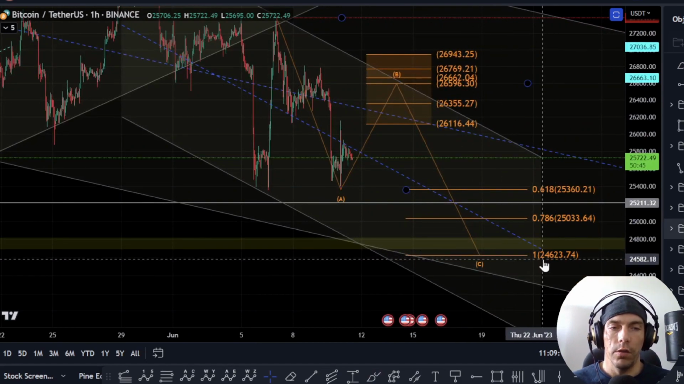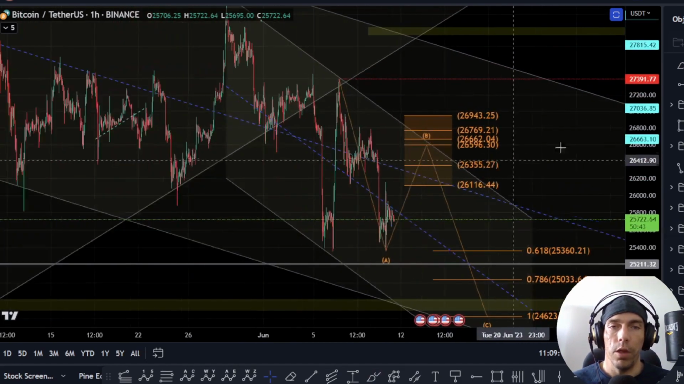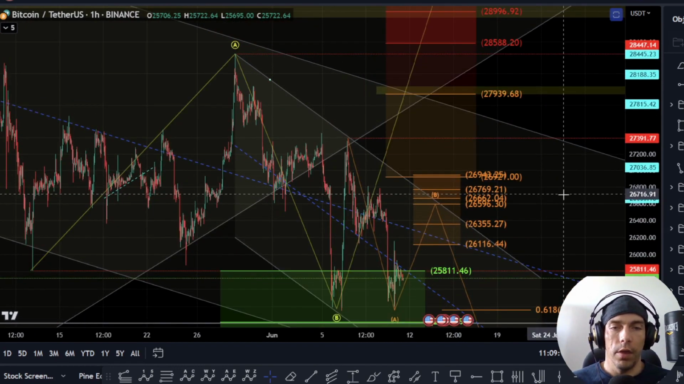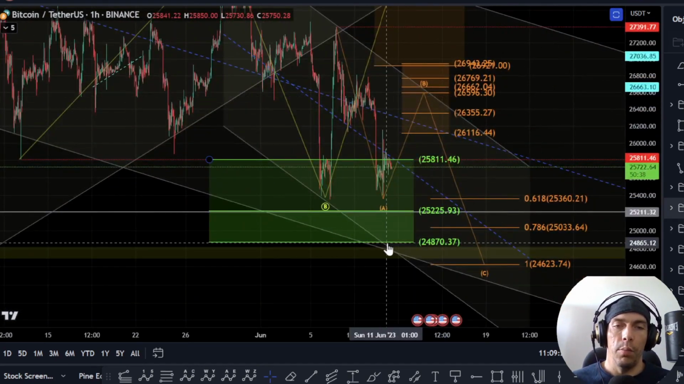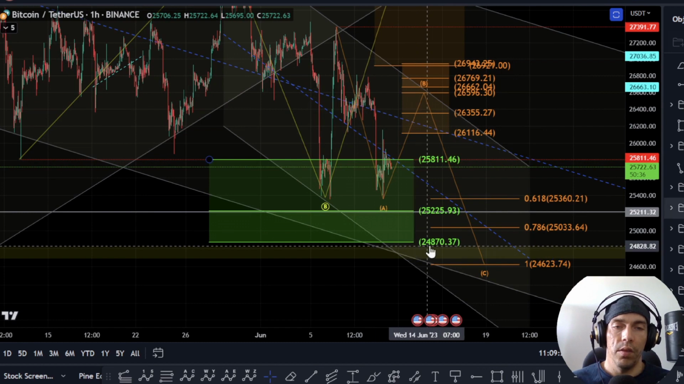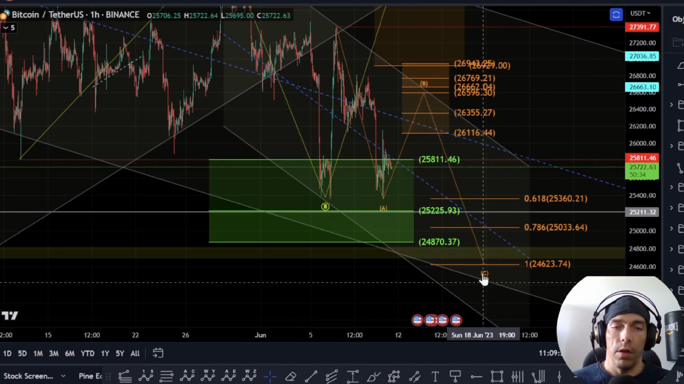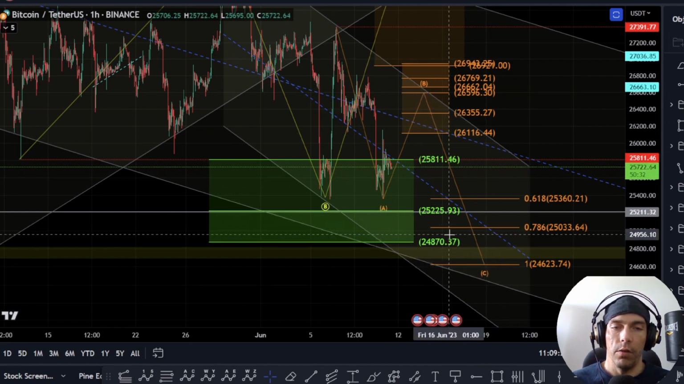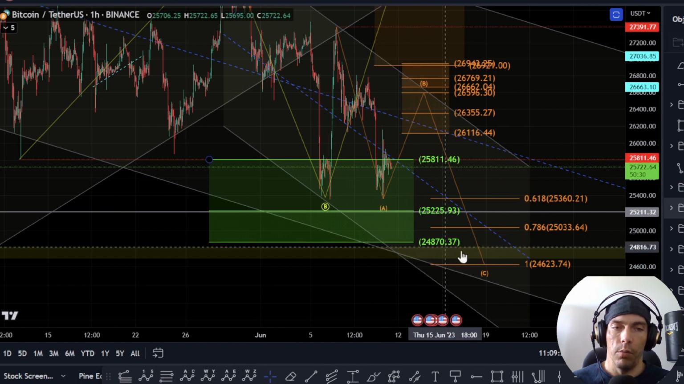Now, if we did have to move up towards this golden pocket area, what we would be looking for is a 1-to-1 to the downside would actually be this 24,623. Now, if I overlay this again, this would actually look to bring us down past this 1.382, which would be this 24,870. Now, if we do actually see price break down into this level, I would be keeping an eye on this 1.382.